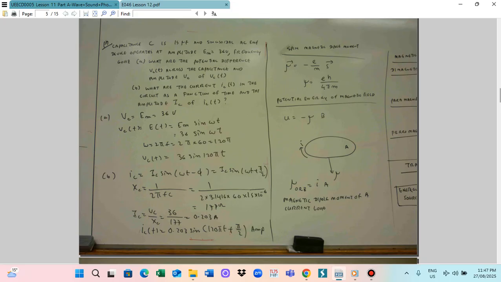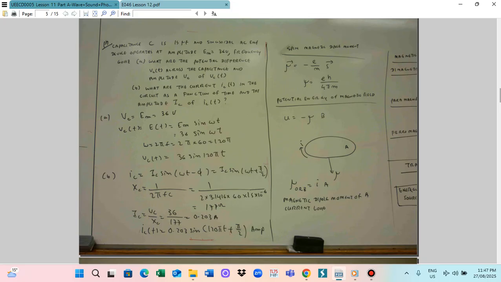So IC can be calculated as VC by XC. Now VC is 36 and XC is 177. Solving this gives 0.203 ampere. So IC(t) can be calculated as 0.203 sin(120 pi t plus pi by 2) ampere. This is the way we calculate the current and the voltage across the capacitor in the circuit.